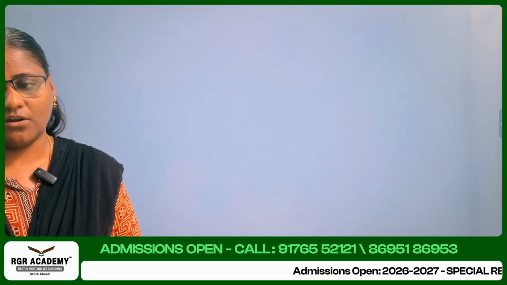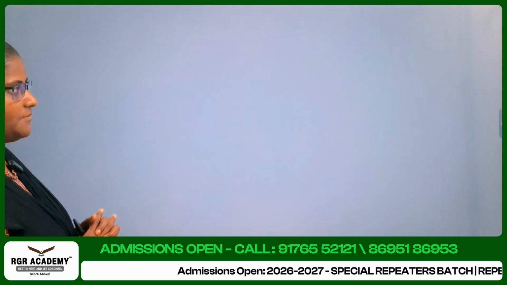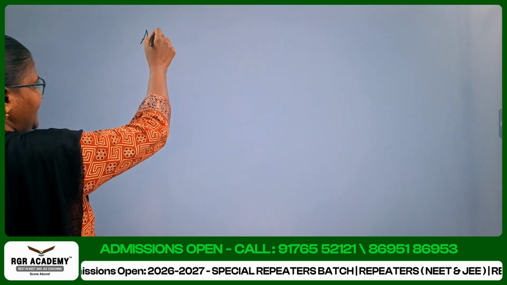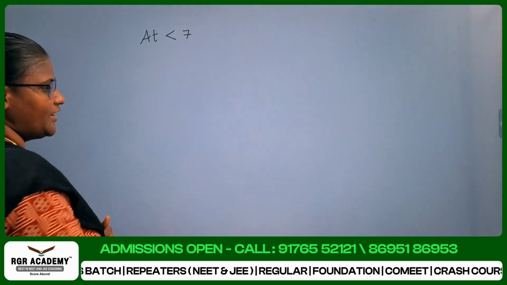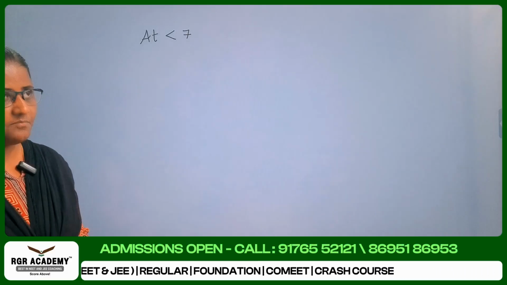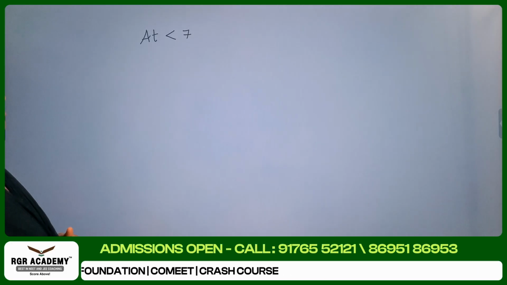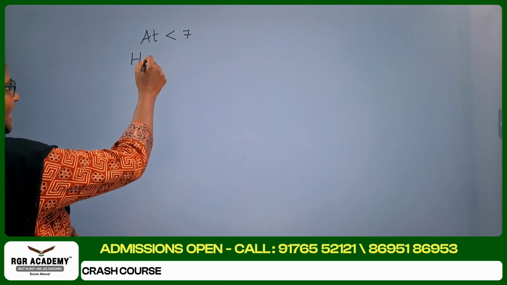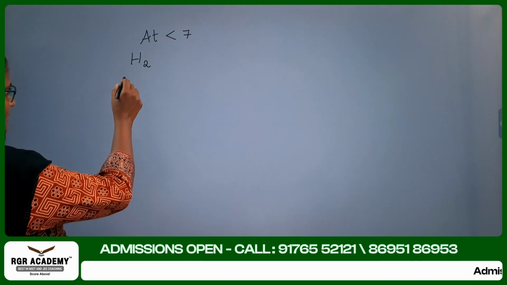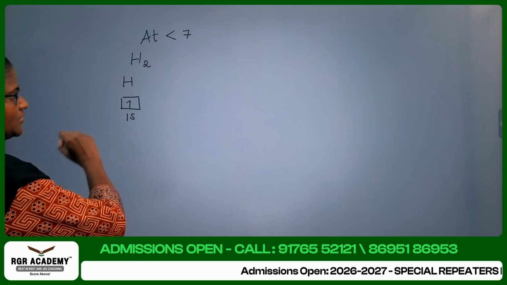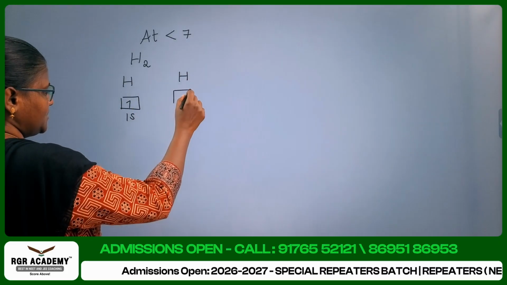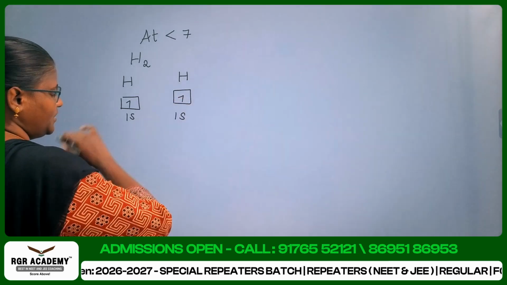And according to the molecular orbital theory, how these orbitals combine and form a molecular orbital depends upon the atomic number. For example, if you have an element which has an atomic number lesser than 7, it follows a pattern. Let us consider the hydrogen molecule. One hydrogen atom has one s orbital with one electron, and another hydrogen atom has another 1s orbital with one electron.